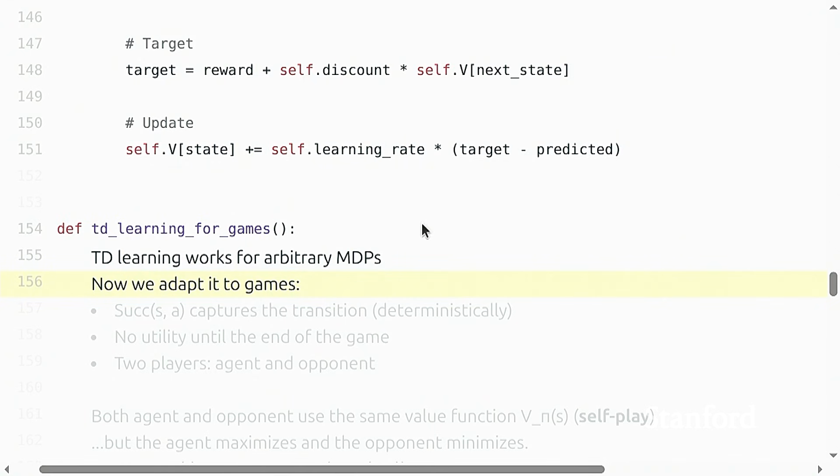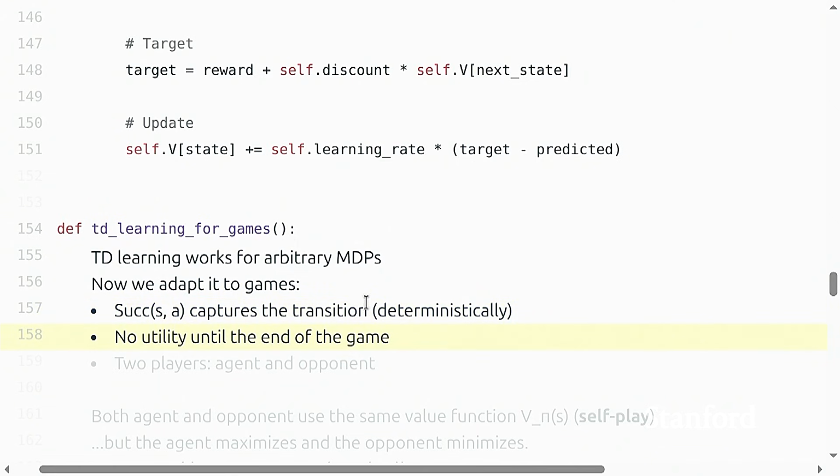So what's special about a game? Well, as we discussed earlier, transitions are deterministic, at least in the games that we've looked at so far. So when you make a move, it does one particular thing. And there's no utility until the end of the game, and then there's two players, agent and opponent.